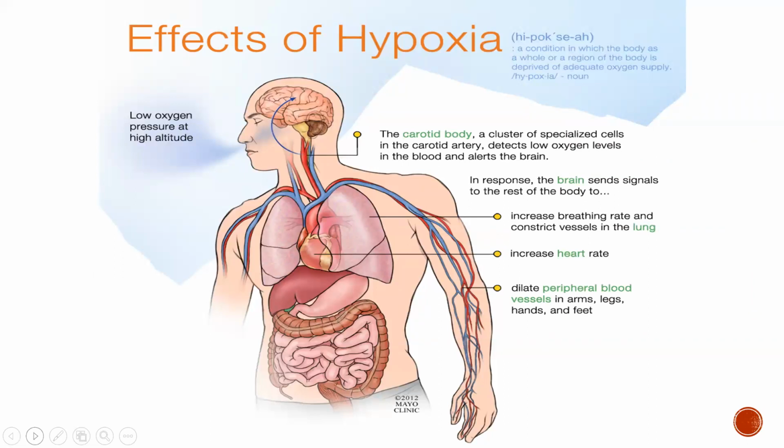General effects of hypoxia lead to activation of the carotid body, a cluster of specialized cells in the carotid artery, which have the ability to detect low oxygen levels in the blood and alert the brain. In response, the brain sends signals to the rest of the body, which lead to increased breathing rate, constriction of vessels in the lungs, increased heart rate, and dilation of peripheral blood vessels in the arms, legs, hands, and feet to improve oxygenation.